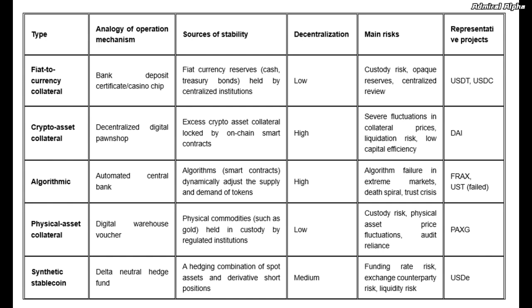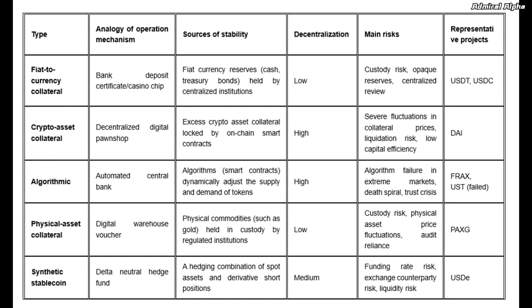The degree of decentralization is high, and the main risks are drastic fluctuations in collateral prices, liquidation risks, and low capital efficiency. The main representative is FRAX. Physical asset collateralized stablecoins, the operating mechanism is like a digital warehouse voucher. The source of stability is physical commodities, such as gold, held by regulated institutions. The degree of decentralization is low, and the main risks are custody risks, physical asset price fluctuations, and audit reliance. The main representative is KXG.